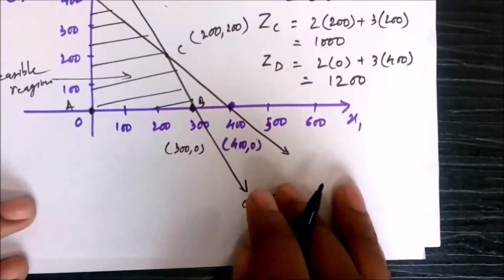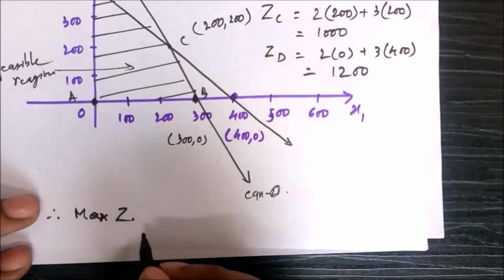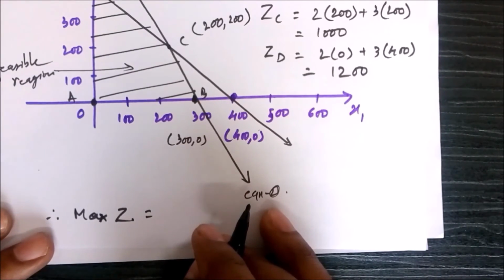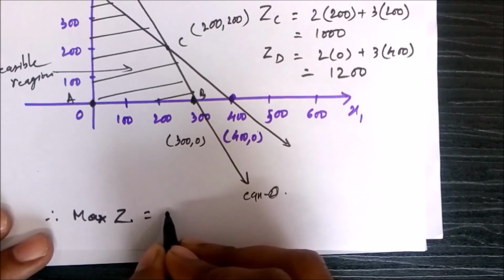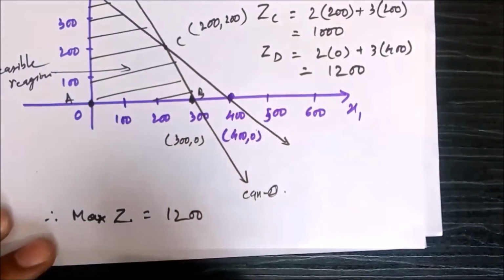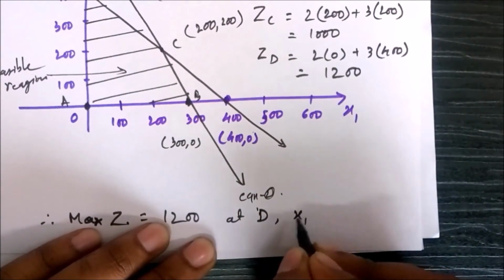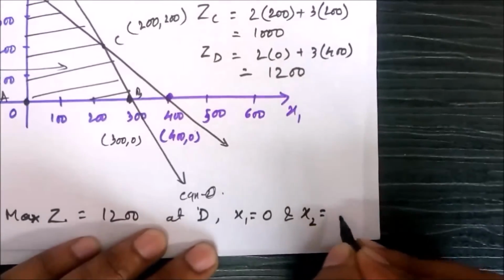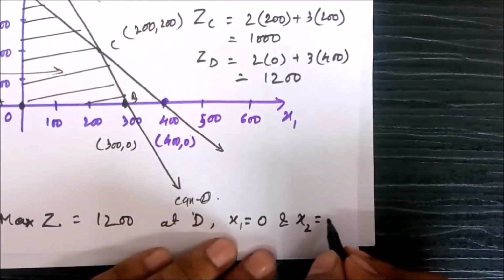So Z is maximum at D. As I am solving a maximization problem, I consider the maximum value, and I get the maximum value at point D, that is 1200. So the maximum value is 1200 at D, where x1 equals 0 and x2 equals 400.